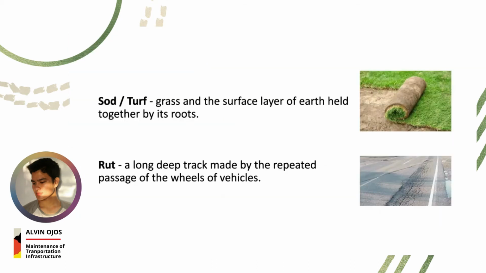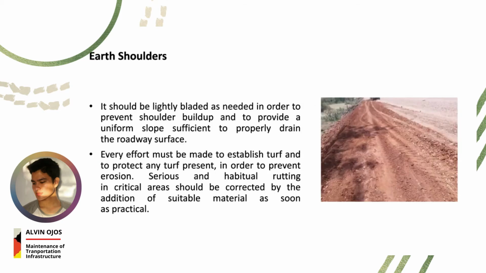First off, we have earth shoulders. It should be lightly bladed as needed in order to prevent shoulder buildup and to provide a uniform slope sufficient to properly drain the roadway surface. Over time, there is a buildup of soil or earth on our shoulders, which then could lead to accidents and inconvenience. So it really should be lightly bladed, and also to avoid the accumulation of water on road surfaces.